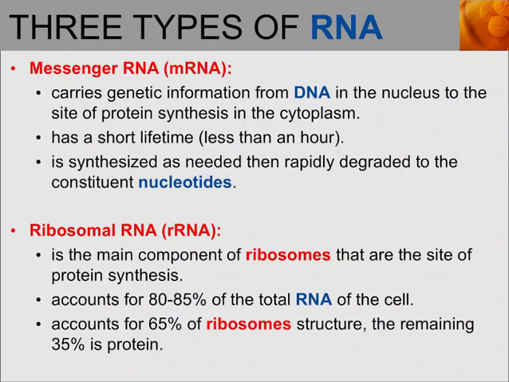Now, there are 3 types of RNA. There's messenger RNA, which we abbreviate mRNA. This carries genetic information from DNA in the nucleus to the site of protein synthesis in the cytoplasm. Within our cells, we have something called a nucleus. That's kind of the center of our cells. We won't go into too much detail on cells here, but the cytoplasm is basically the area within a cell that's not in the nucleus.